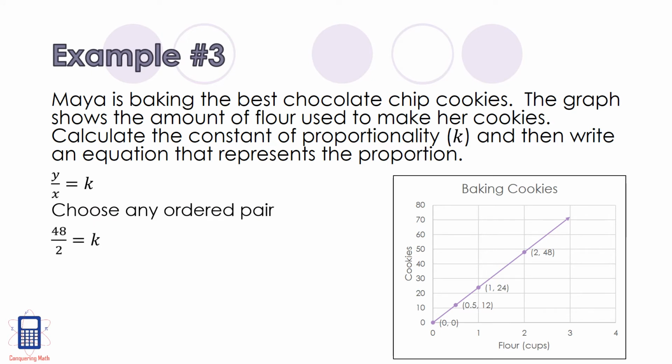I've chosen (2, 48). So we put the y value on top, that's 48. The x value on the bottom in the denominator, that's 2. And 48 divided by 2 is 24. So that means the constant of proportionality is 24. And so we just rewrite in y equals kx form. So the equation is y equals 24x. This means that for every 1 cup of flour, Maya will get 24 cookies.